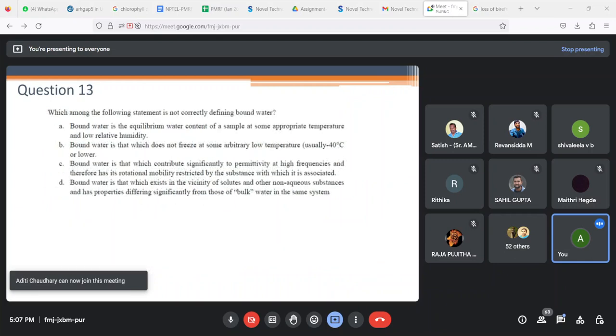Moving on to question 13. Which among the following statements is not correctly defining the bound water? Bound water is the equilibrium water content of a sample at some appropriate temperature and low relative humidity. Bound water is that which does not freeze at some arbitrary low temperature or lower. Bound water is that which contributes significantly to the permittivity at high frequencies and therefore has its rotational mobility restricted by the substance with which it is associated. And bound water is that which exists in the vicinity of the solutes and non-aqueous substances and has properties differing significantly from that of the bulk water.